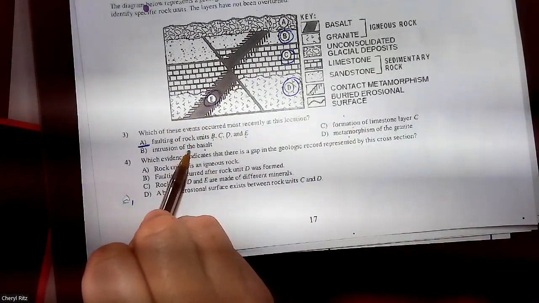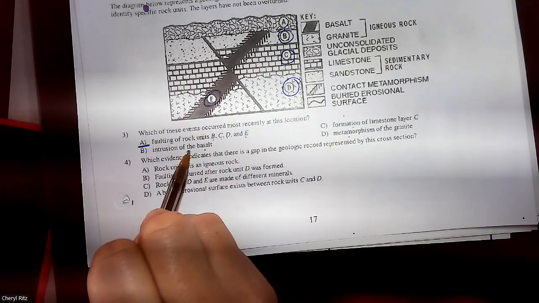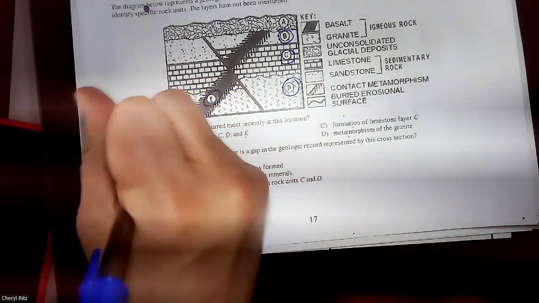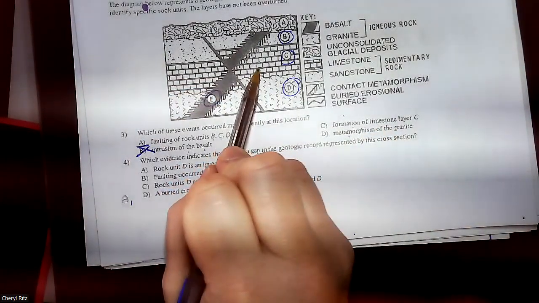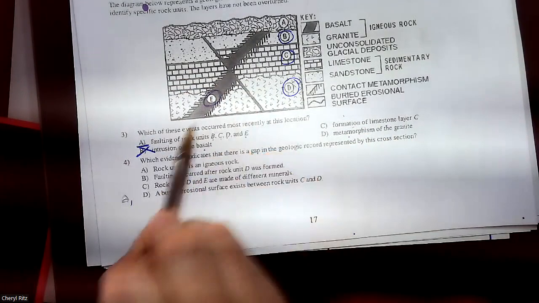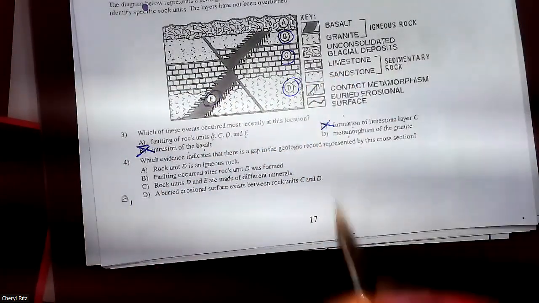How about the intrusion of the basalt? Is that the most recent? No, we just talked about that. The fault was younger than that. How about the formation of the limestone? Is that younger than all the others? Nope, because it was broken. We know the fault was younger.